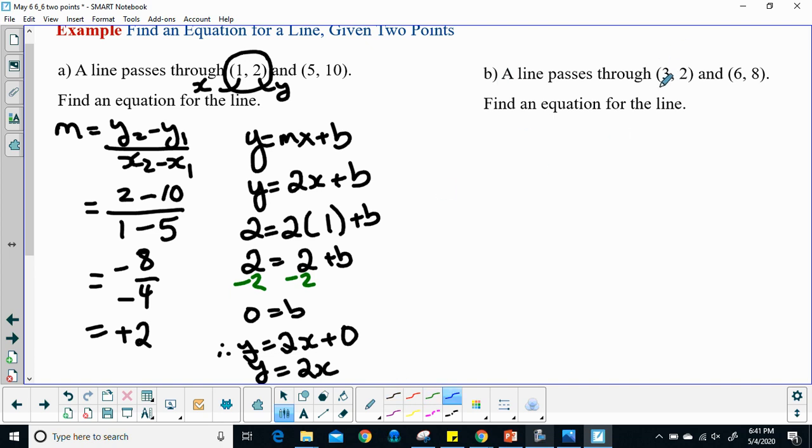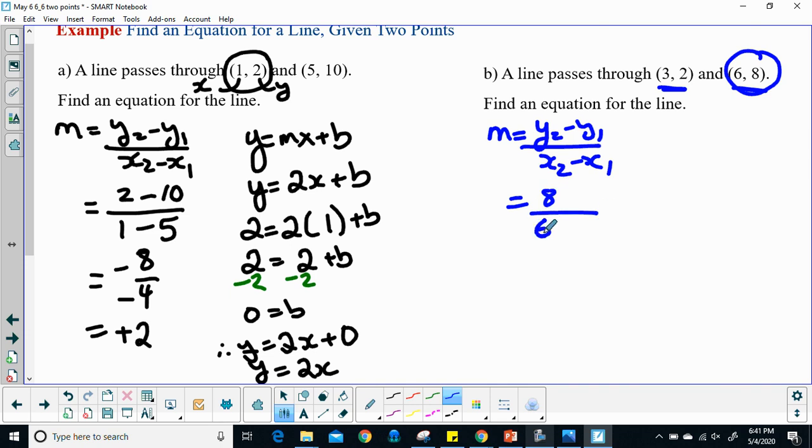We have a line passing through the point (3, 2) and a line passing through the point (6, 8). And again, it doesn't matter which one you put in which order. You just have to be consistent. So y2 minus y1 over x2 minus x1. So this time, I'm going to put this point in first. So I've got 8 minus 2 over 6 minus 3.